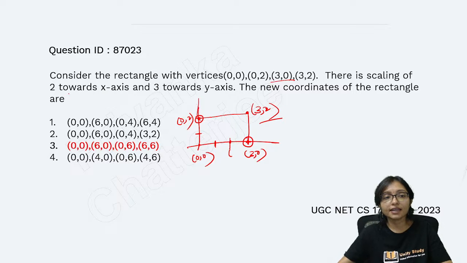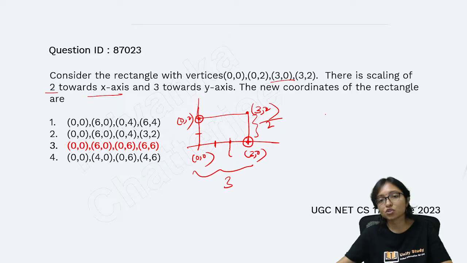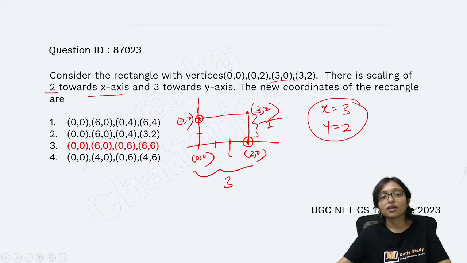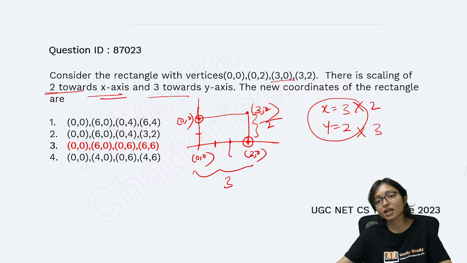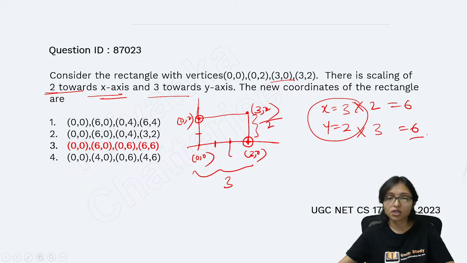Now the scaling of 2 towards the x-axis. In the x-axis the length is 3, and the y-axis length is 2. So the x length is 3 here, the y length is 2 here. That is clear. Now I am scaling by 2 towards the x-axis, so I will multiply 2 and 3, and towards the y-axis I will multiply 3. So here you are getting 6, here also you are getting 6. So 0, 0 will be 0, 0 itself.